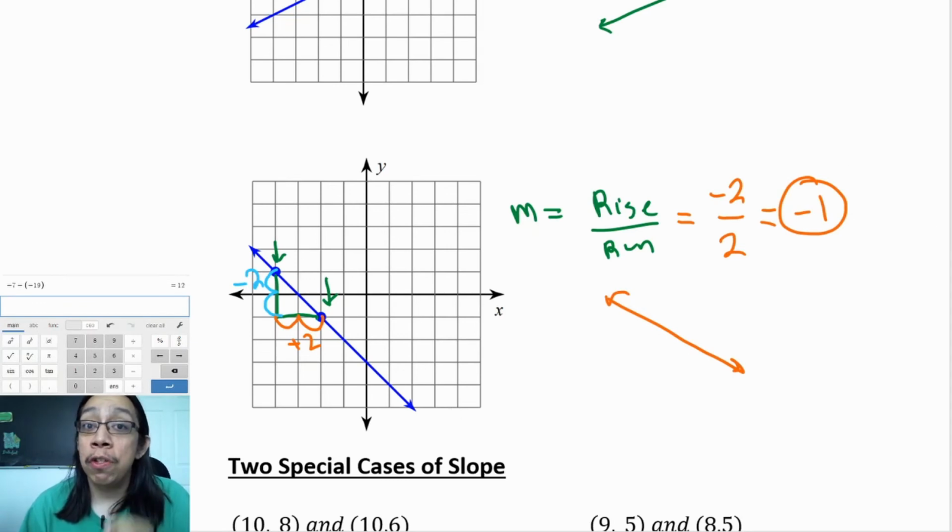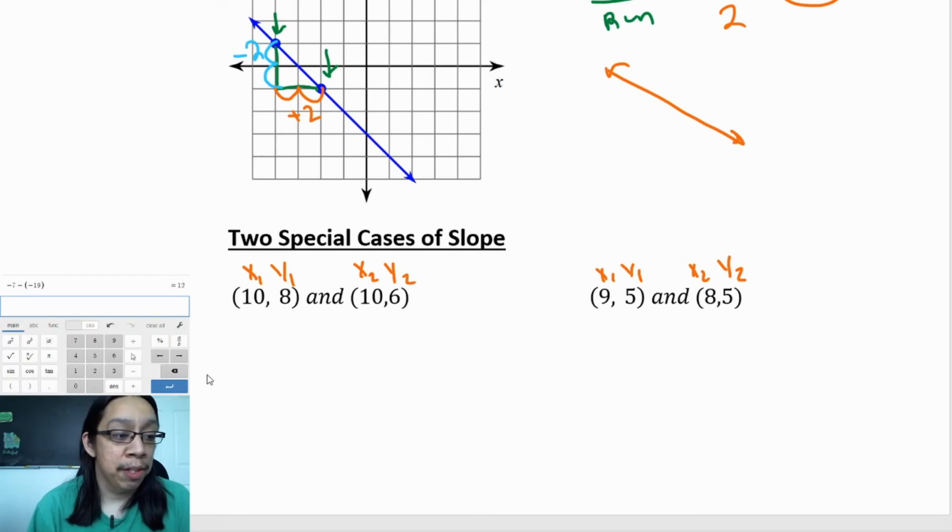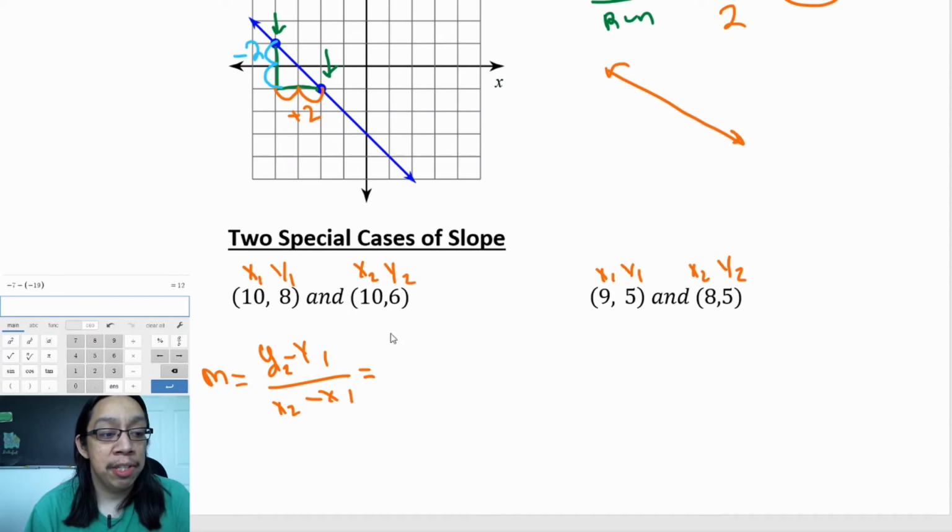Now there are two special cases of rate of change that I would like to cover with you guys. And for this example, what I would like to do is use the slope formula. So x1, y1, x2, y2. So let's apply the slope formula here. So rate of change or slope is y2 minus y1 over x2 minus x1. So what's the y2? In this case, the y2 is 6 minus y1 is 8. And then finally, x2 is 10 minus x1 is also 10.